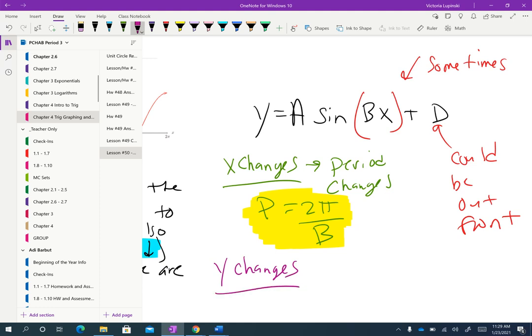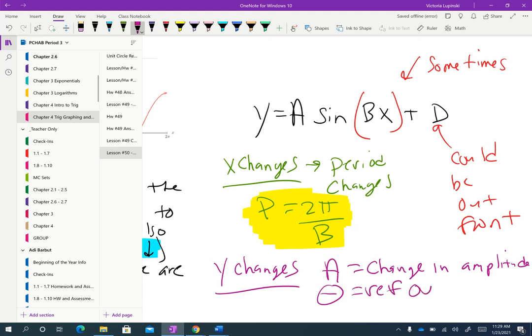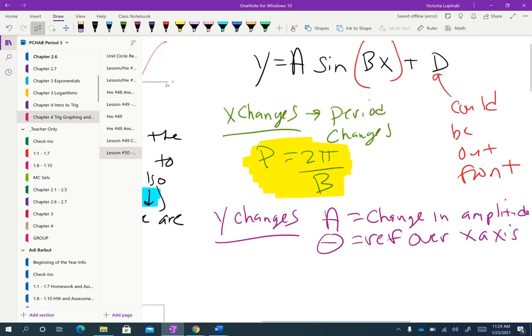So when it comes to our Y changes, right now, we know that the A is a change in amplitude. We also know that if there is a negative sign out front, that is a reflection over the x-axis. So we are now going to add a change in D to our list. And basically what D does is it moves the graph up or down.